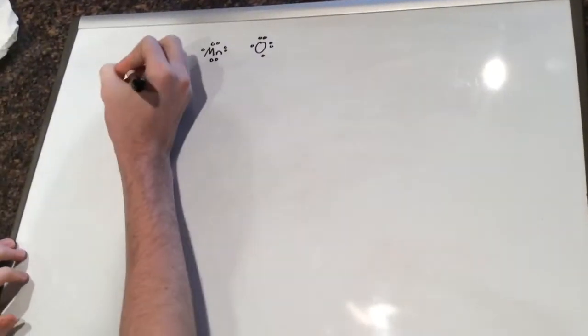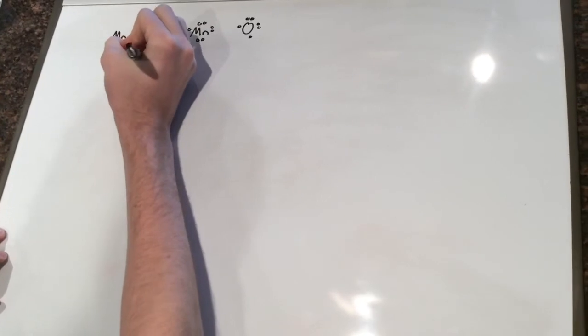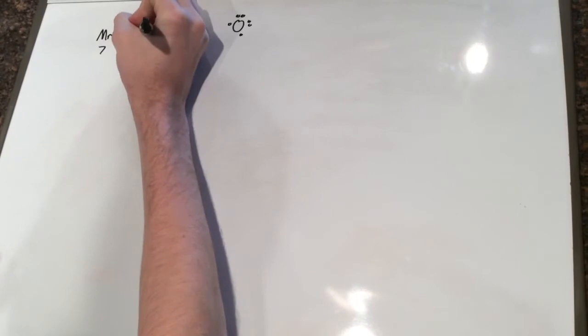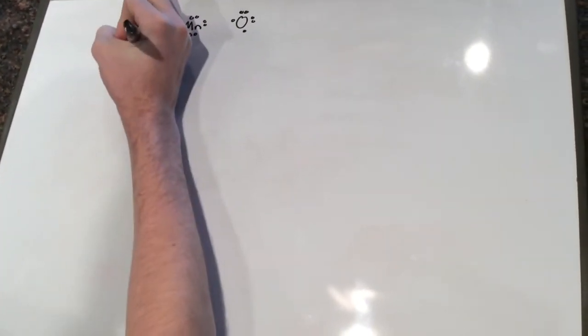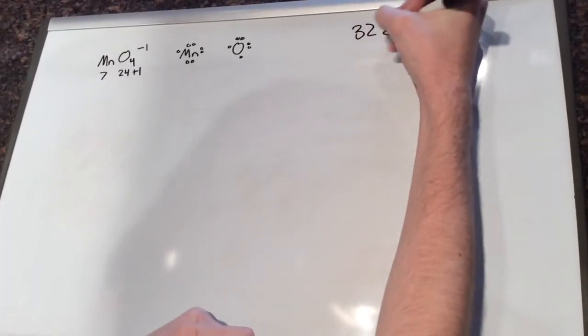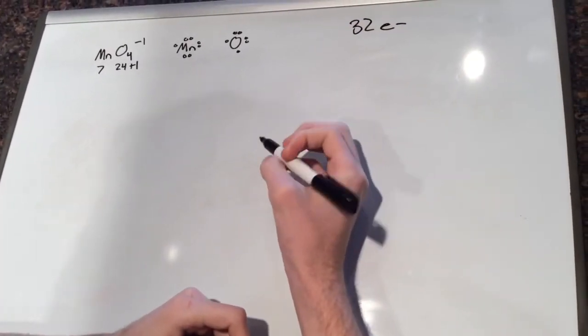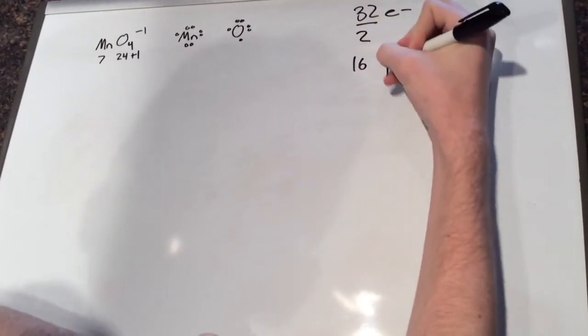And then we need to do some math to find out the total number of electrons. So we have 7 electrons from manganese, and then we have 24 from oxygen. And then, since this is a polyatomic ion, it has a charge of -1. This extra electron is going to add 1 electron, so we are going to eventually get 32 total valence electrons. To find the number of pairs, we can divide that by 2, 16 pairs.